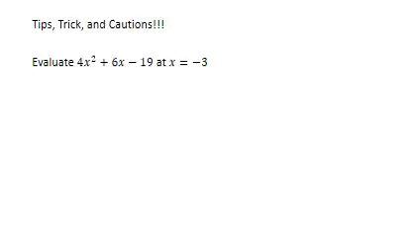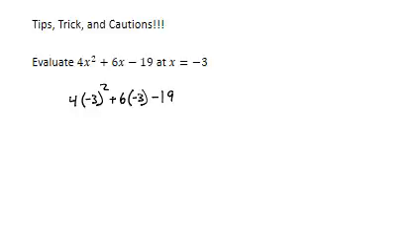So what are the tips and tricks for doing that? Here's what I would recommend. Whenever you plug a value in for a variable, always put the value in parentheses. Here's what I mean by that. When bringing the -3 in, I'm going to go 4 times -3 in parentheses squared. Notice the 4 and the squared are still there, but the -3 is all by itself in parentheses where the x was, plus 6 times -3 minus 19.